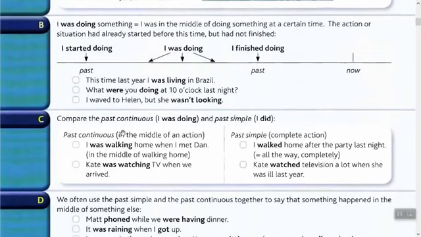Here we have comparison مقارنة between past continuous and past simple. I was doing and I did. هنا past in the middle of action. لكن past simple here is what? Complete action. شوف هذا الفرق بيناتهم. Difference between them. I was walking home when I met Dan.